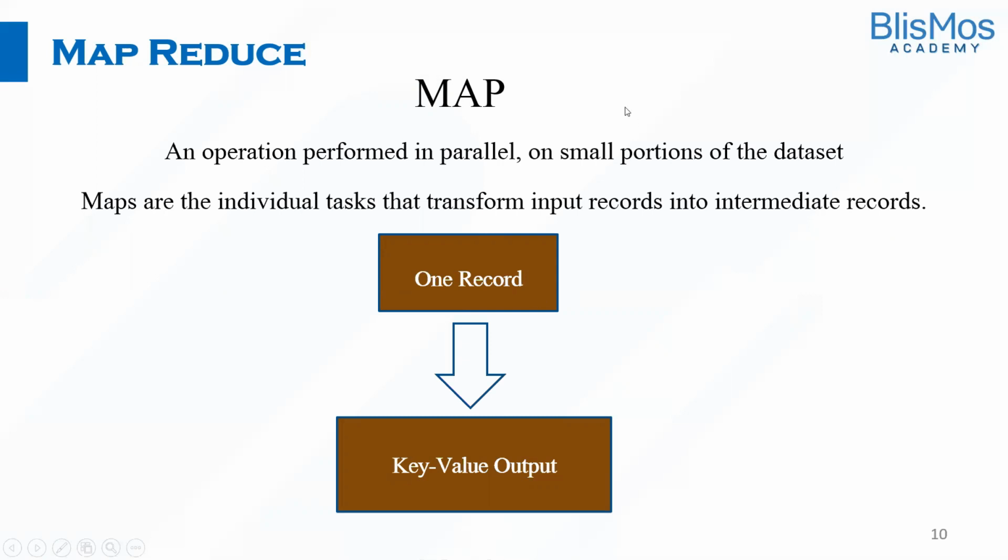The map step works on the small chunks of the data, and then transforms the input records into intermediate records in a key value format. What is the key value format? We'll try to learn that in the upcoming classes. At the moment, maps are the individual tasks that transform the input record, assume this is the input record, into intermediate records called key value output.